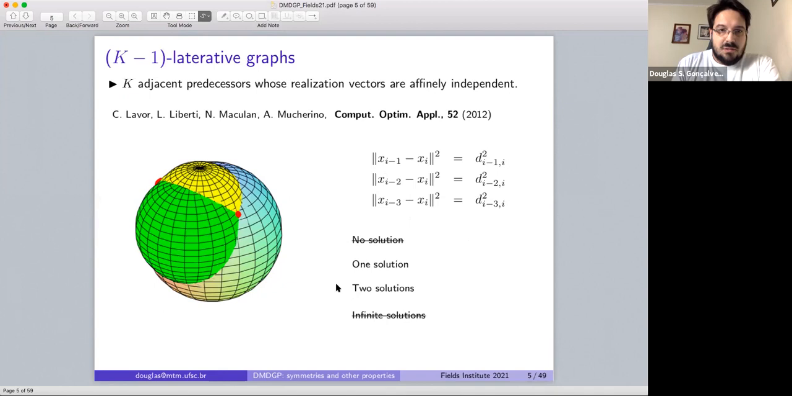Okay, so I will focus in this talk on this kind of distance geometry problems, for which the underlying graph is a k minus one iterative graph. In this case, of course, you are wondering, if I have two points, which one should I choose? We'll see that in the sequential approach that we consider, which is called branch and prune, we actually consider both, and this leads to a binary tree of possible positions.